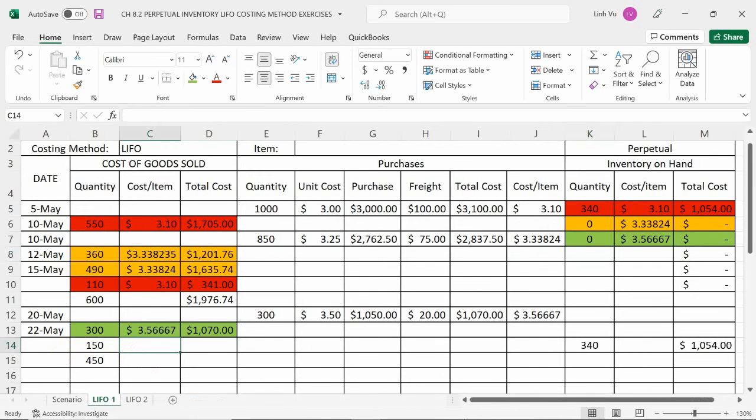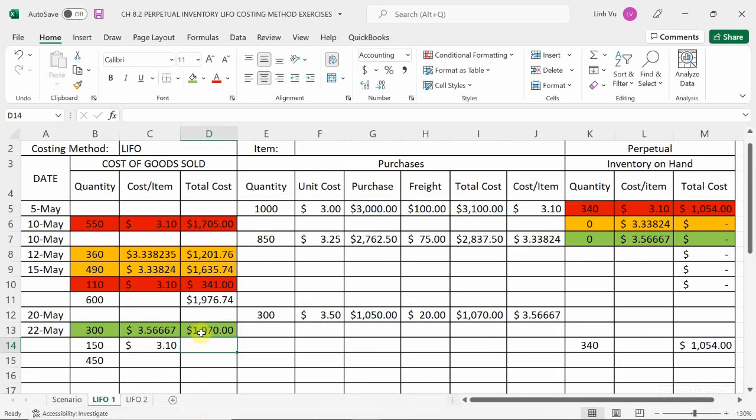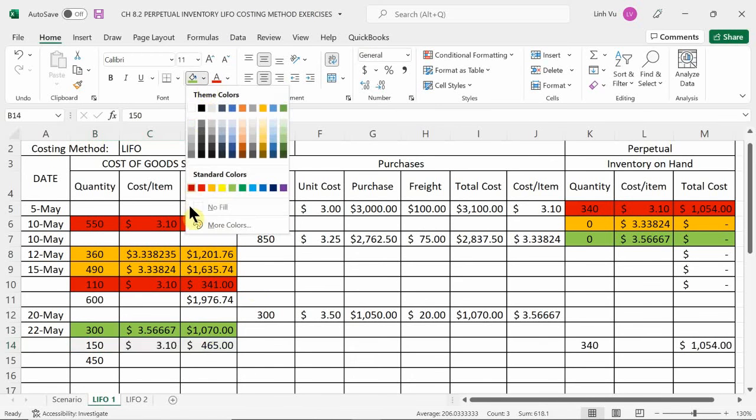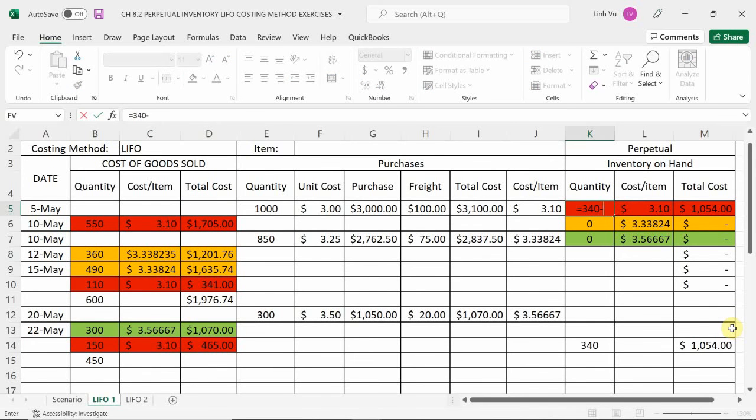So that means I have to sell 150 from my red batch of inventory that I still have here at 310. So what is my total cost of goods sold if I sold another 150 at 310? 465. Right? And this one came from my red batch of inventory. So once again, 340 minus 150. I should have 190 left remaining in my inventory.